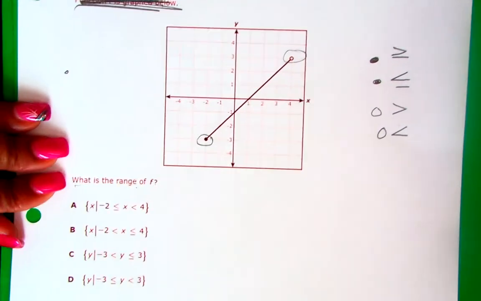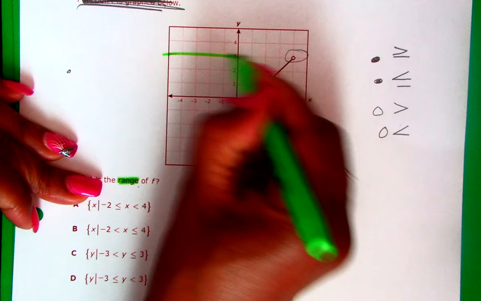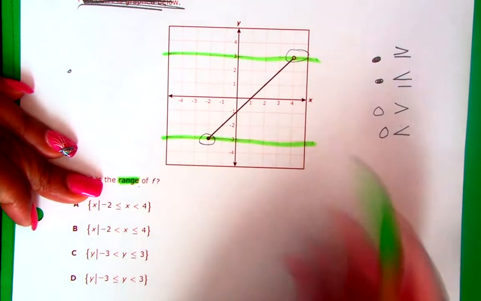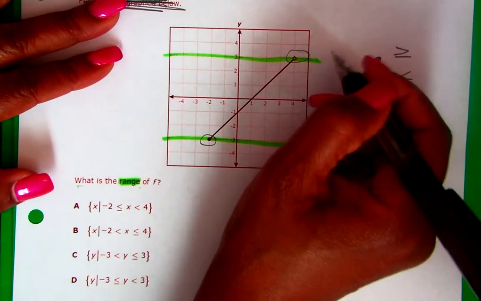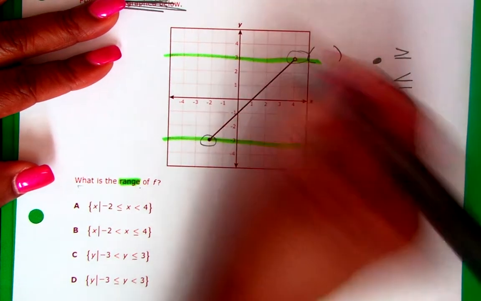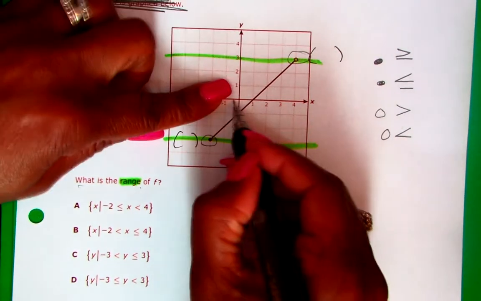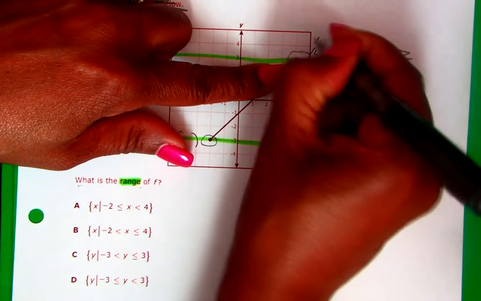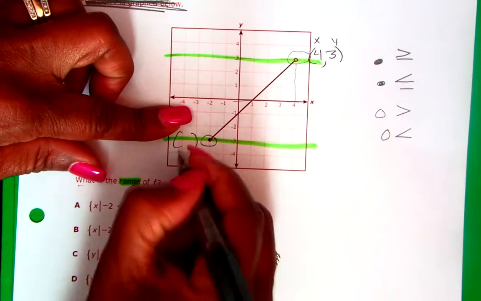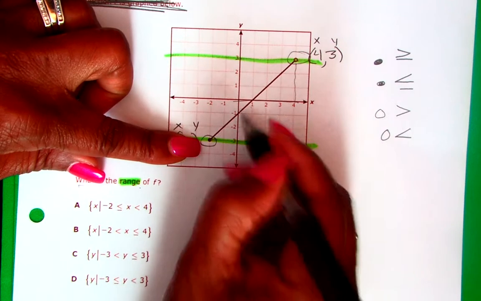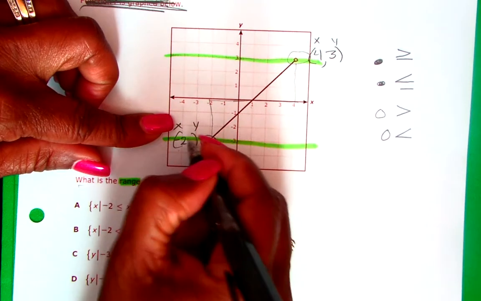What is the range? Let's talk about the Y. I'm looking at the Y. Where is the boundary for the Y? What I would do is put the ordered pairs there. Where is this open circle, and where is this closed circle? Going over, that's 4 for my X, and for my Y, it's 3. Here with the closed circle, I go over, that's -2 for X, and then my Y is -3.